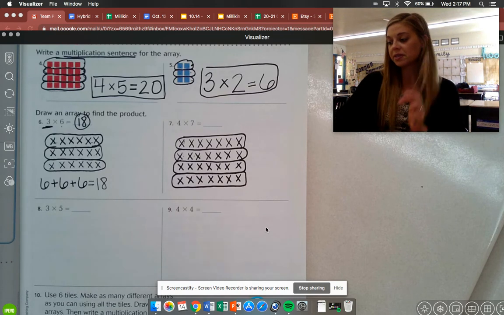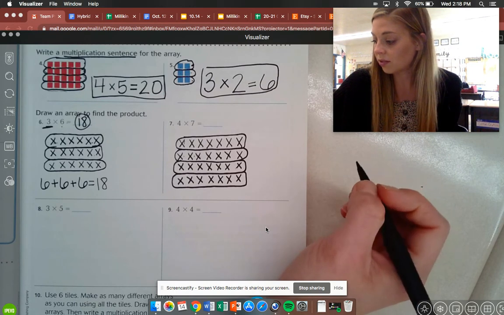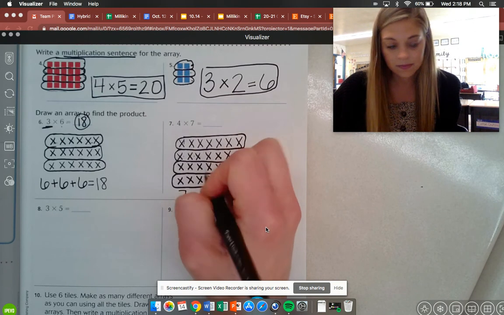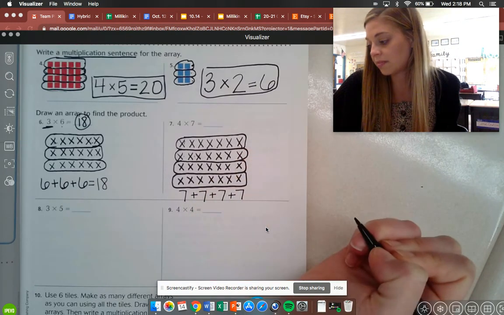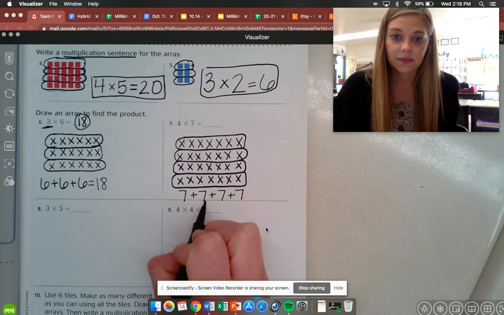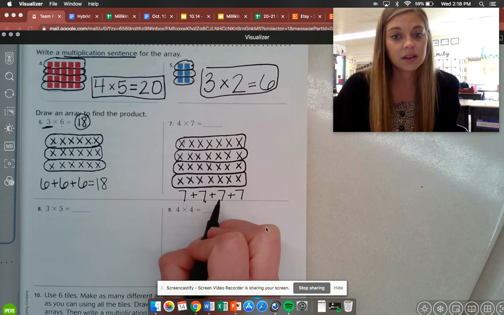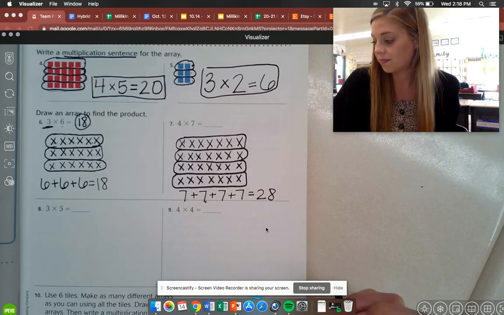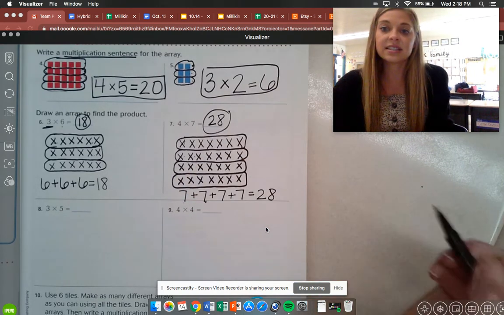All right, now that you have 4 rows of 7, we can find the answer to this problem by skip counting or repeated addition. So there's 7 plus 7 plus 7 plus 7, right? I know 7 plus 7 is 14. 14 plus another 7 is 21. And 21 plus 7 equals 28. So 4 times 7 equals 28. That means 4 groups of 7 is 28 in all.